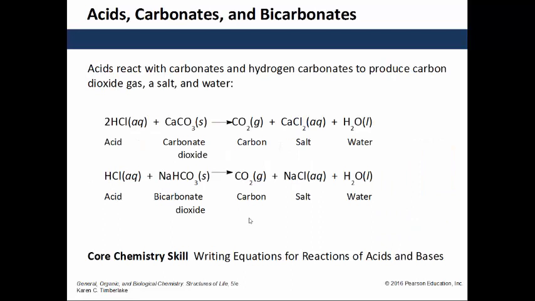When you have acids reacting with carbonates and hydrogen carbonates, this will produce carbon dioxide gas, water, and also a salt. So hydrochloric acid reacting with carbonate will give you carbon dioxide gas plus the salt, calcium chloride, and also liquid water. The acid hydrochloric acid reacting with bicarbonate will give you carbon dioxide gas, the salt sodium chloride, and then water.